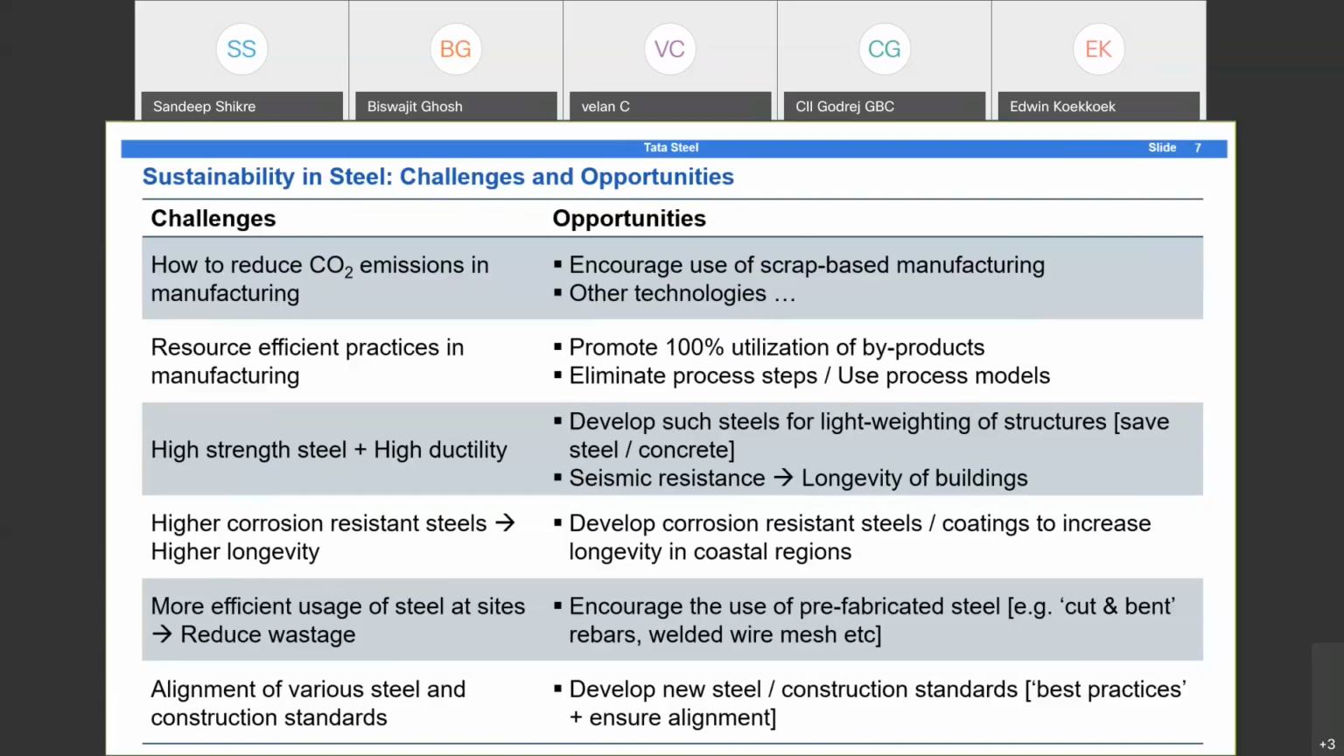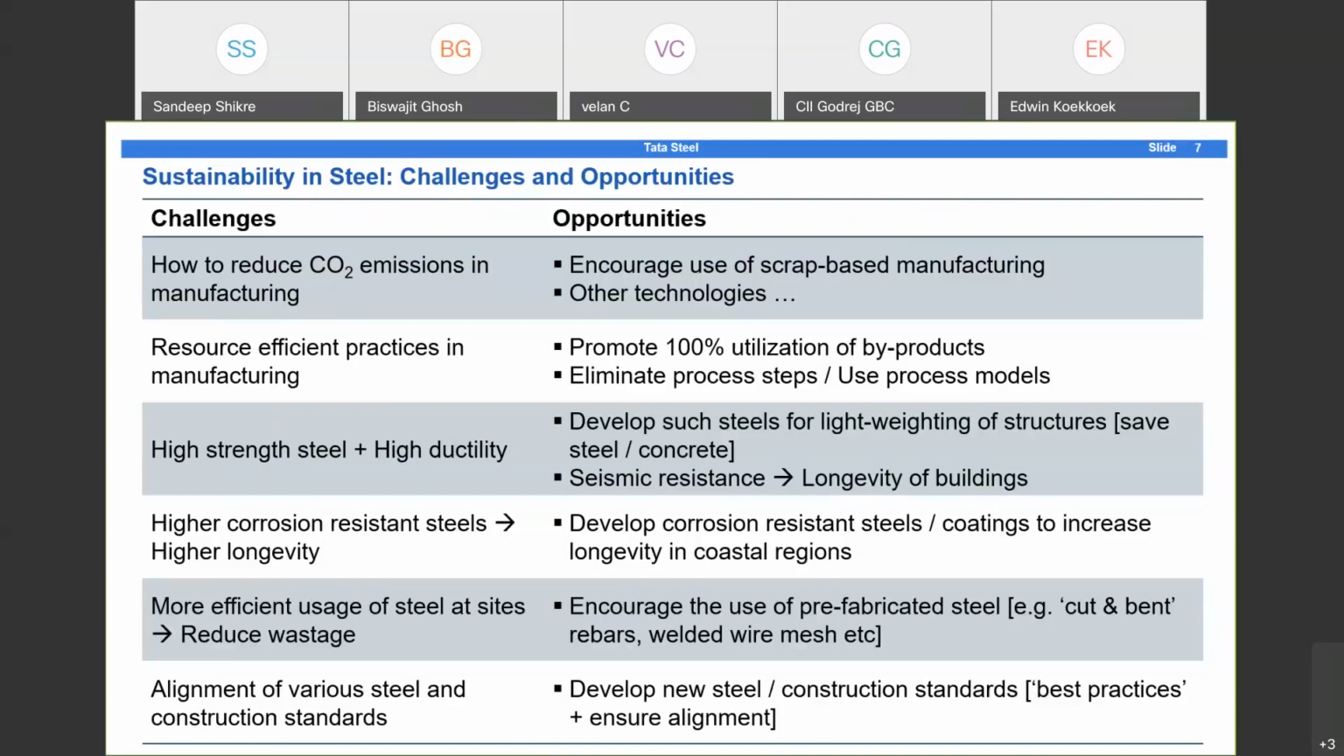Fourth, how to have more efficient usage of steel at sites, how to reduce wastage at sites. Typically, steel rebars, particularly, are manufactured and supplied to sites at fixed lengths. In India, the popular length is 12 meters, but at the sites, these are all cut and bent. And if that cut and bend activity is done at the sites, then there is typically a lot of wastage. So manufacturers like Tata Steel have got into cut and bend rebars or fabricated steel rebars, where Tata Steel or the manufacturer does the cut and bend, so that they get the aggregation benefits, and they supply the ready to use cut and bend steel at the construction sites, so that the wastage at sites is kept to a minimum.